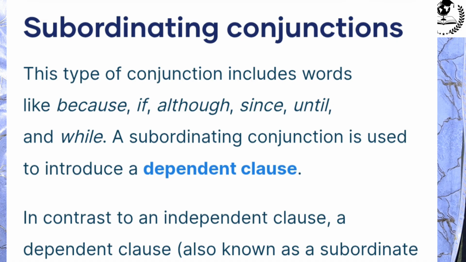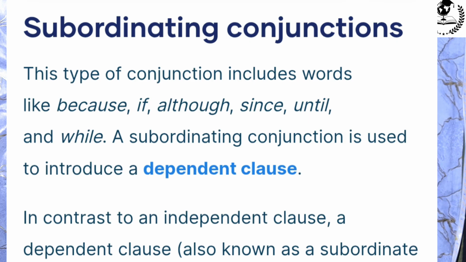Now, let us continue with conjunction type number 2. That is subordinating conjunctions. Now, let us look at what it means. This type of conjunction includes words like because, if, although, since, until, and while. A subordinating conjunction is used to introduce a dependent clause.